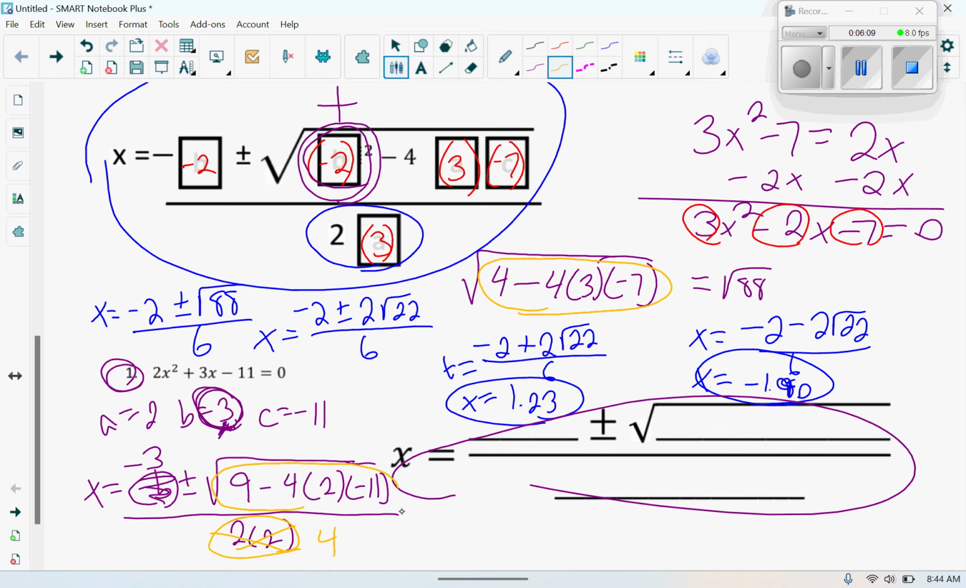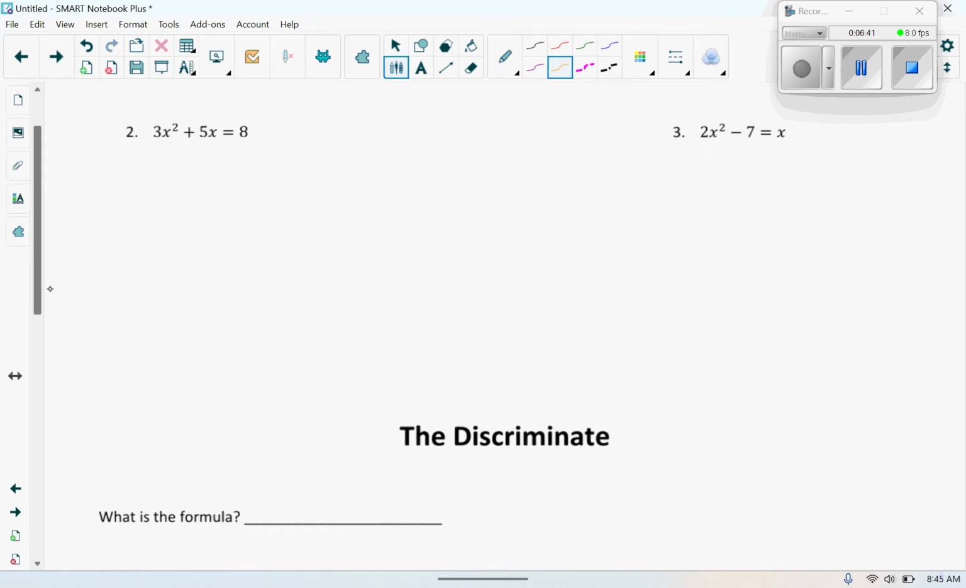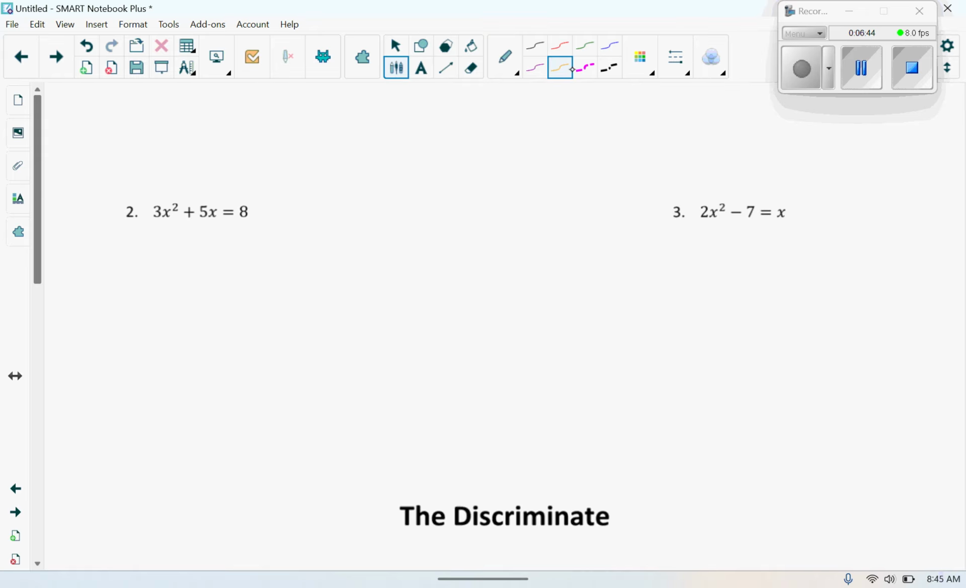And then I'm going to type this into my calculator. So I'm going to say 9 minus 4 times 2 times negative 11, and I get 97. And I can't do anything else with this. And so that's as far as I can take that. If it asks for a decimal equivalent, I would split it up into 2 pieces, but it's fine to keep it like that. Okay, let's keep going.